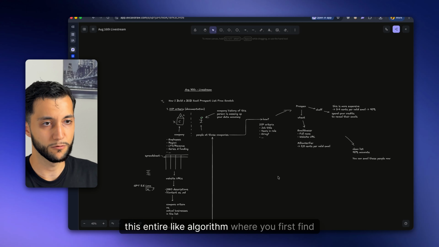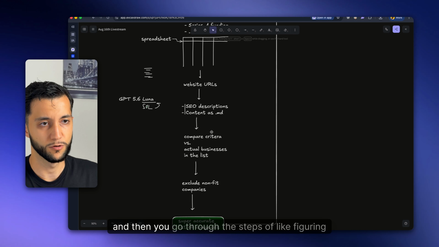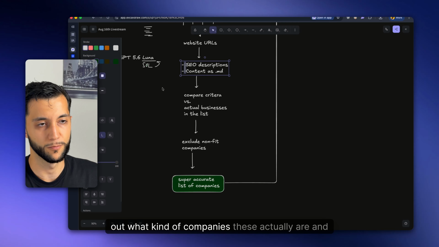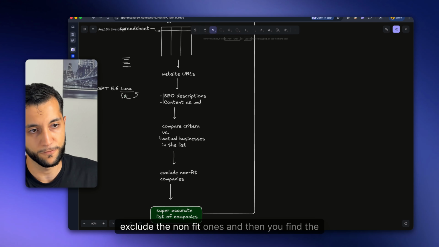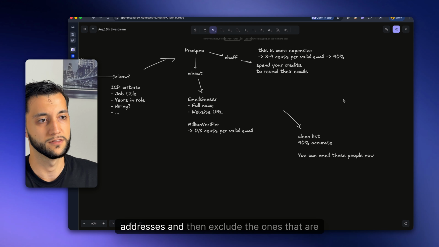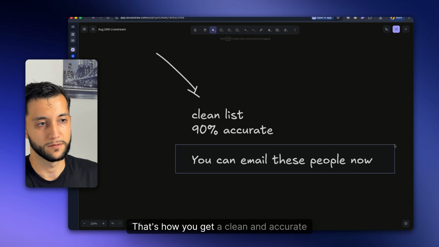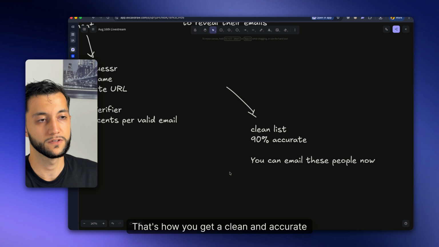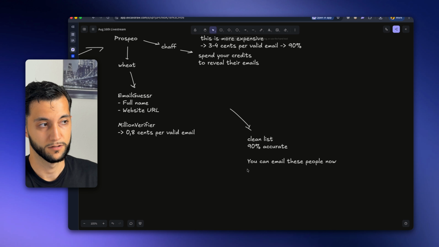This entire algorithm where you first find the company, and then you go through the steps of figuring out what kind of companies these actually are, and then you compare them to the criteria that you actually have, exclude the non-fit ones, and then you find the correct people, and then you find their email addresses, and then exclude the ones that are actually not clean, right? They are not valid.